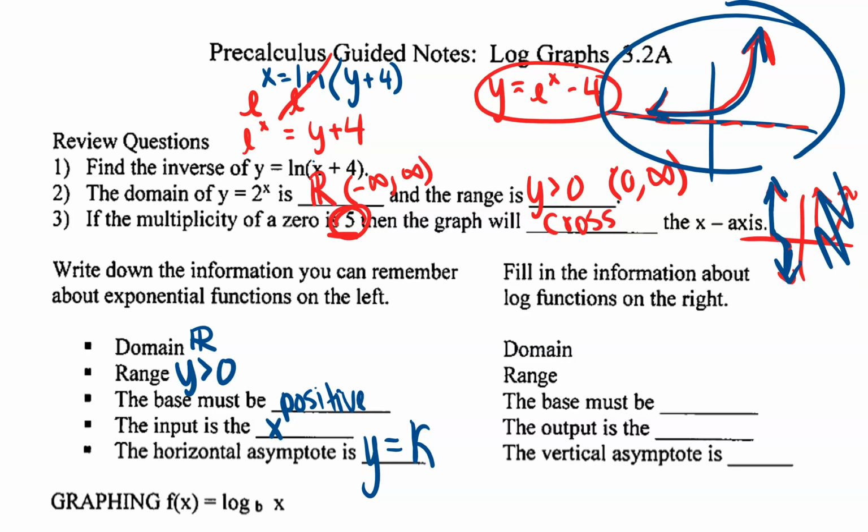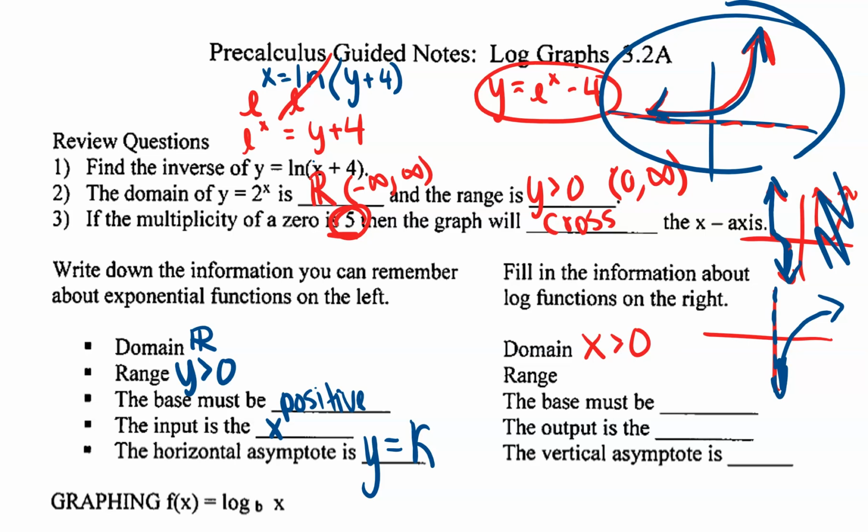Now everything's flipped for logs. So for logs, you don't have a domain of all real numbers, you have a domain of x is greater than 0. So logs will look something like this. Instead of having a horizontal asymptote, we're going to have a vertical asymptote. And it will look something like this. It's going to go along the asymptote and look something like that.